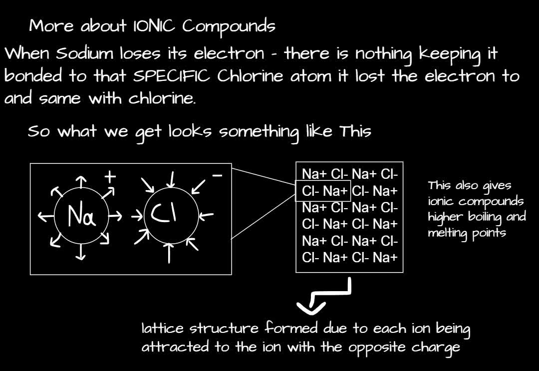However, there are a lot of sodium and chlorine atoms or ions, so sodium ions and chloride ions in a sodium chloride crystal, which are all attracted to the ion with the opposite charge. Now this forms a sort of lattice structure, which you can see here. This also gives ionic compounds higher boiling and melting points.